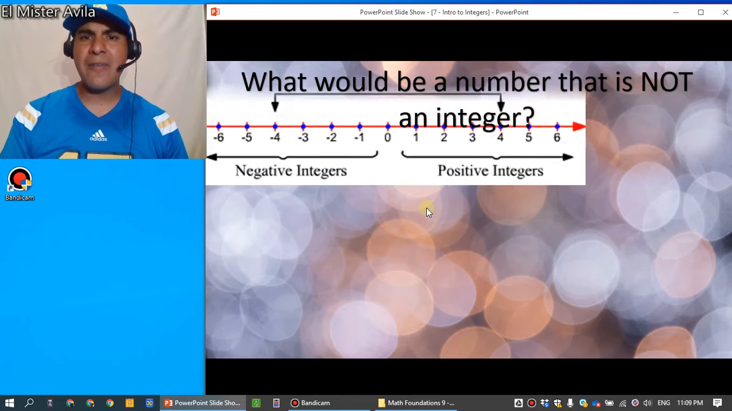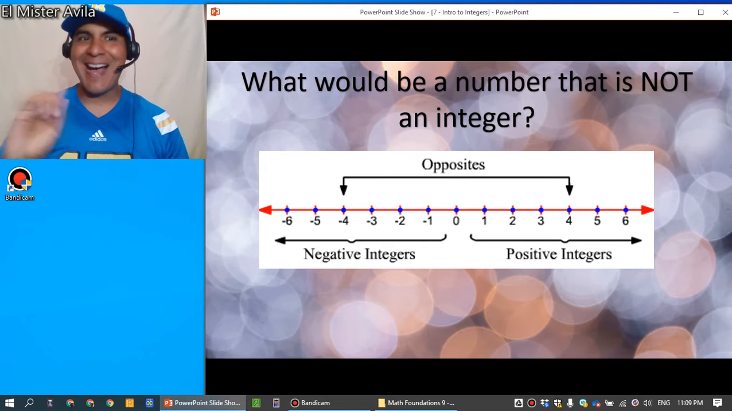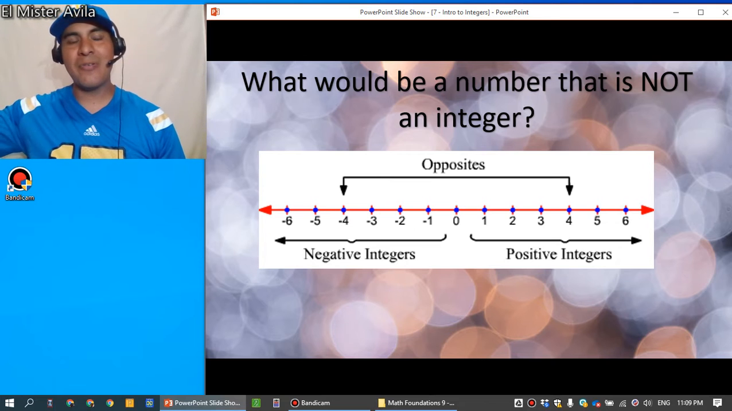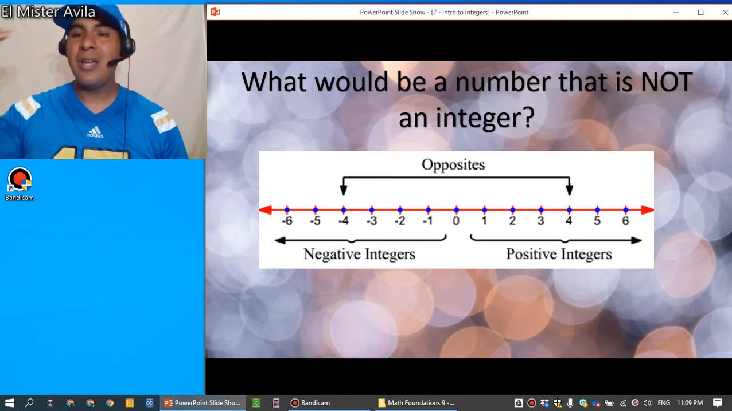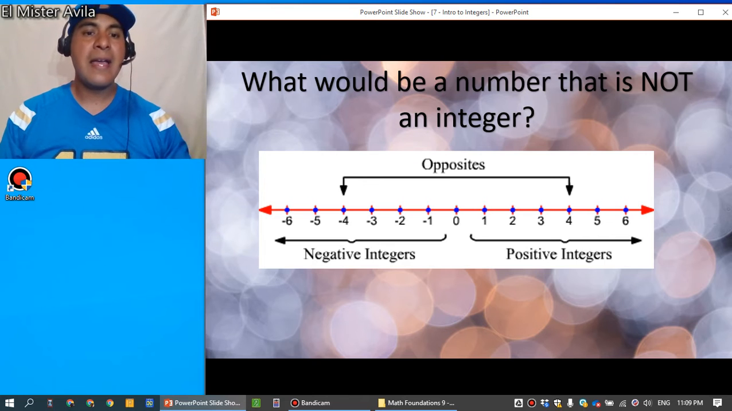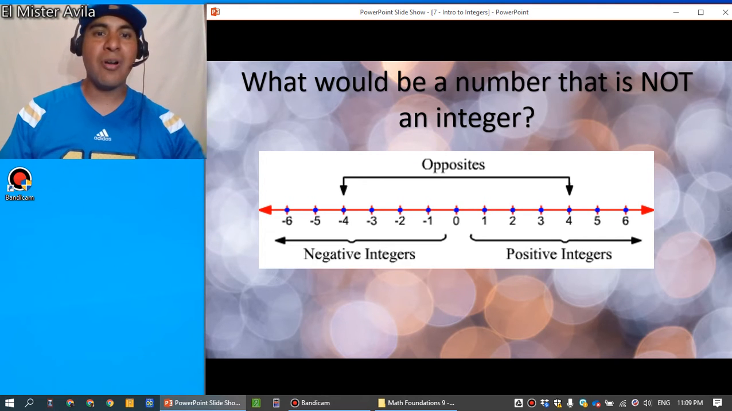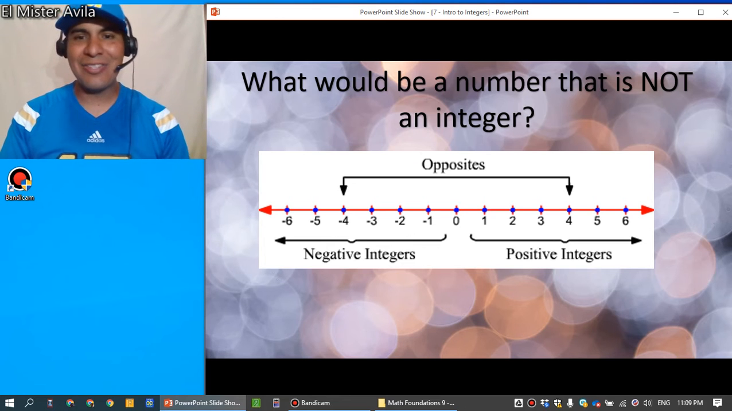So can you think of a number? Here's all our numbers here. That is a number, but it is not an integer. 1, 2, 3, 4, 5, 6, 7, 8, 9, 10, 11, 12. I get to 100, that's still an integer. 200, 1 million. Those are all integers. If I went in the negative direction, -1, -2, -3, -4, etc., -10, -1 million, those are also integers. So what's a number that's a number, but it is not an integer?